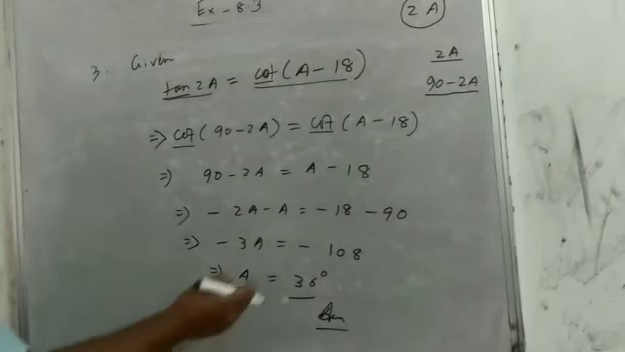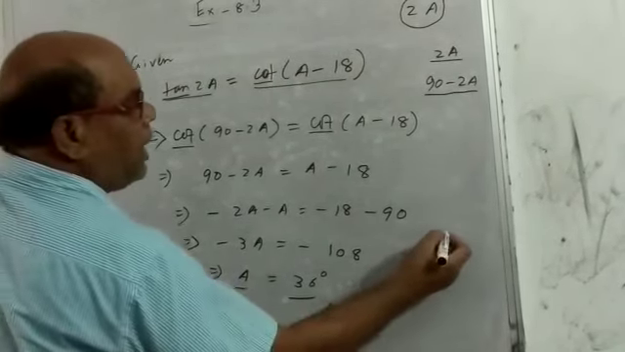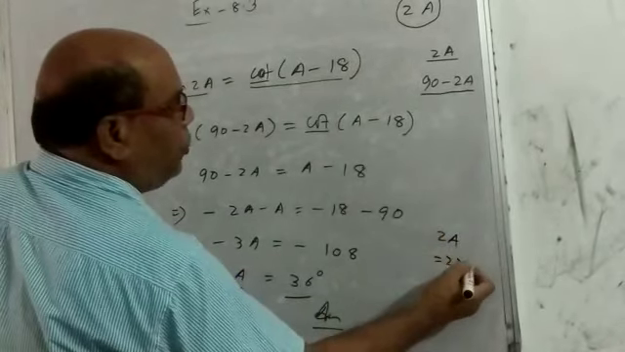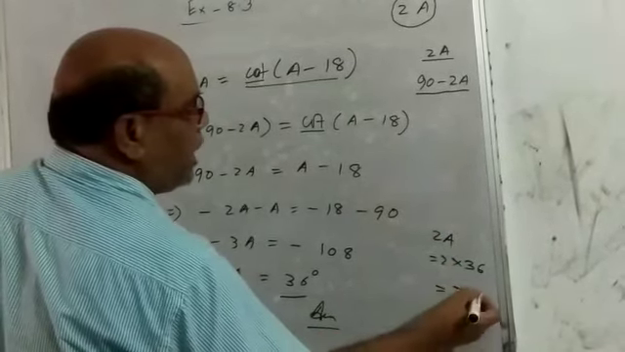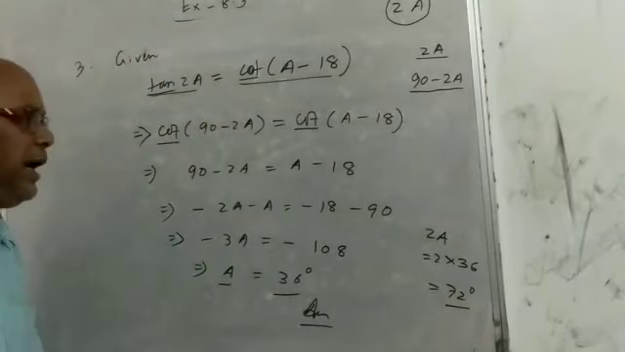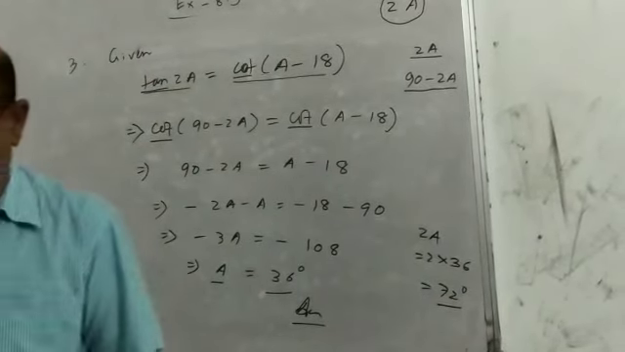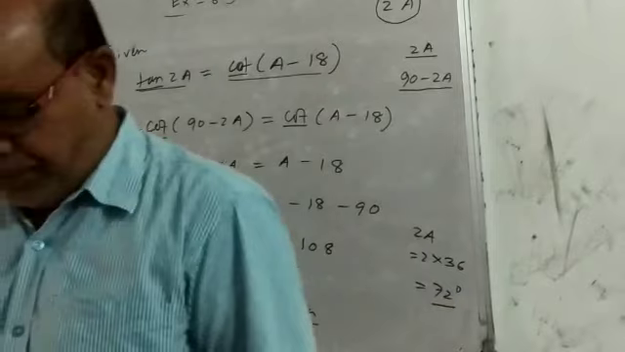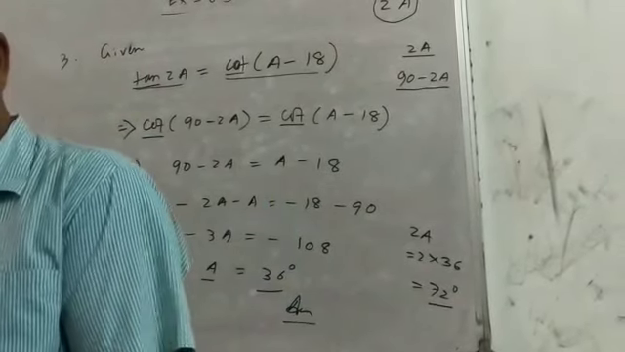Now you see angle A, 36, is clearly acute. Then 2A, that will be 2 into 36, it is 72, and 72 is also an acute angle. So it is finished. Number 3. So number 4 also it is same. Okay, number 4 also same. I will show number 4.